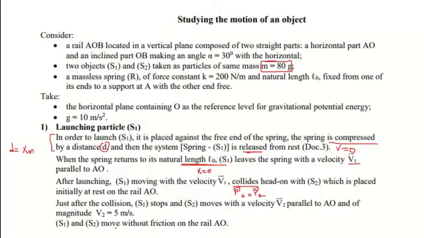Now just after the collision, S1 stops and S2 moves with the velocity V2 parallel to OA and of magnitude V2. So this is after the collision. What do I have? S1 stops, this means V1 prime is equal to 0, while V2 is equal to 5 meters per second. S1 and S2 move without friction on AO. Without friction, this means that we have conservation of mechanical energy.